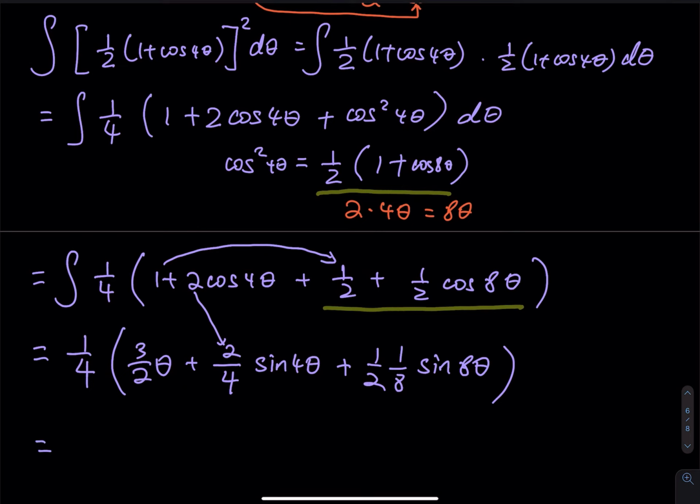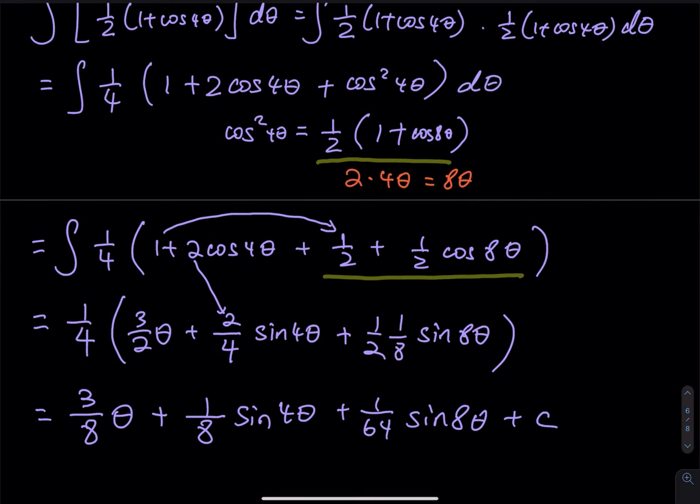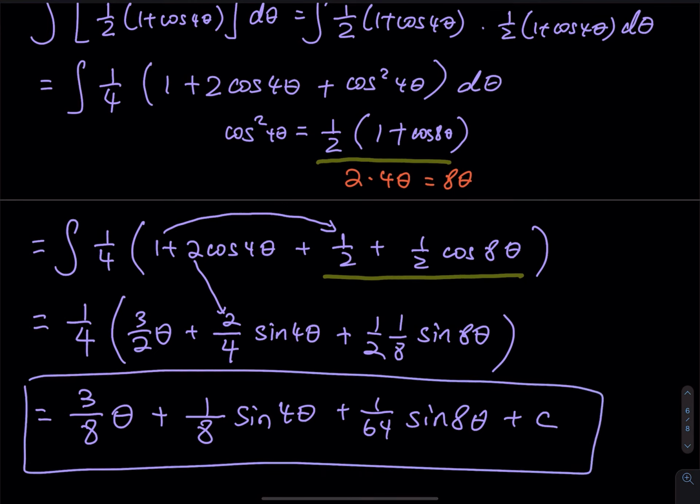And then you distribute the 1 over 4, so that will be 3 over 8 theta plus this will be 1 half, so 4 times 2 is 8, and then sine of 4 theta. And then we have 2 times 8 times 4, so that will be 8 times 8, 64. So plus 1 over 64, and then we have sine of 8 theta, and then you plus C to it. So that is the answer of the third integral.